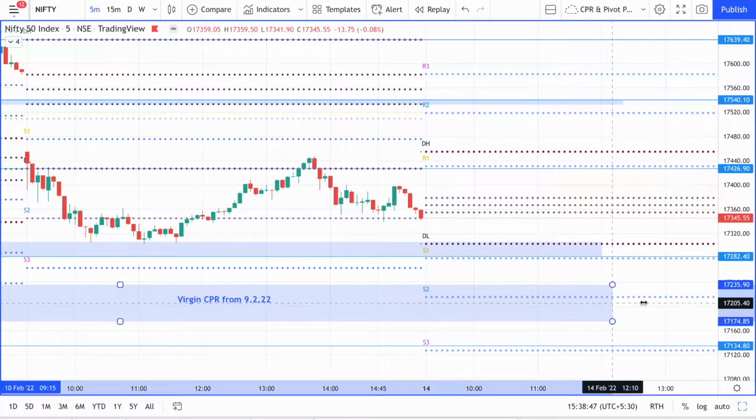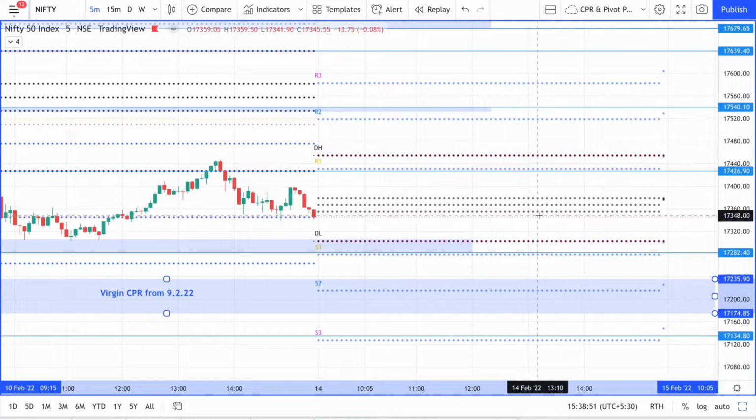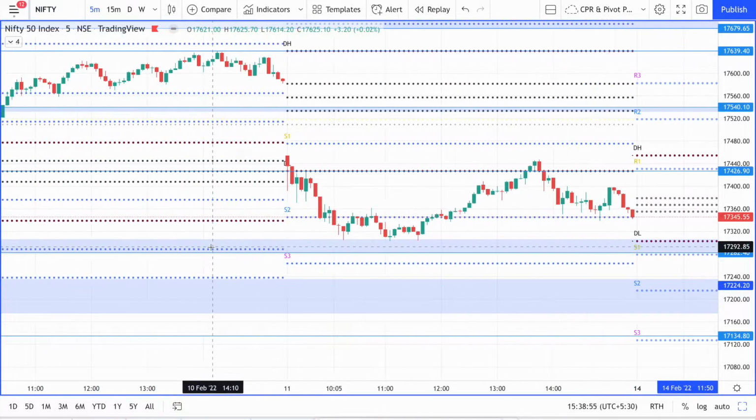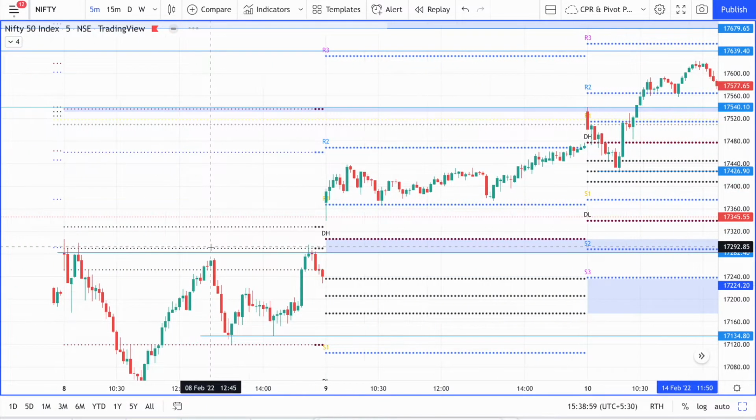The Virgin CPR still persists there, so you can extend that level on the bottom. You could see that we had marked this level coming from, I had said that whenever a major supply zone is broken, it becomes a support if price comes from the top of it. So exactly this is what is seen here.